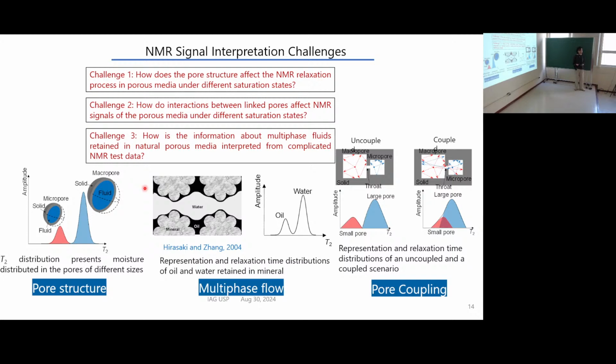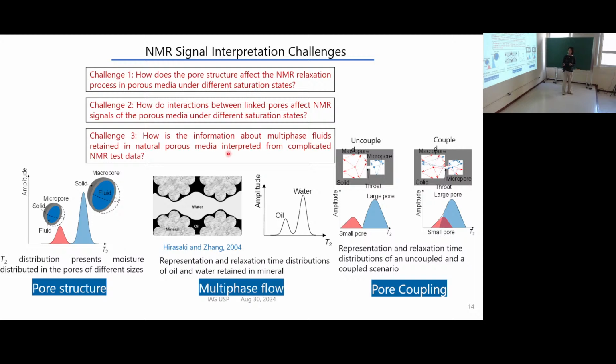So similar challenges happen for different types of geophysical methods. For NMR, it's especially a challenge that if we want to understand how the pore structure affects NMR relaxation in different saturation statuses, there's no current framework to help us interpret that. The second challenge, especially important for some of the carbonate rocks we're dealing with, is the pore coupling effect, meaning that the water can transmit between different pore spaces, and how we can quantify and interpret this phenomenon using the NMR signal.